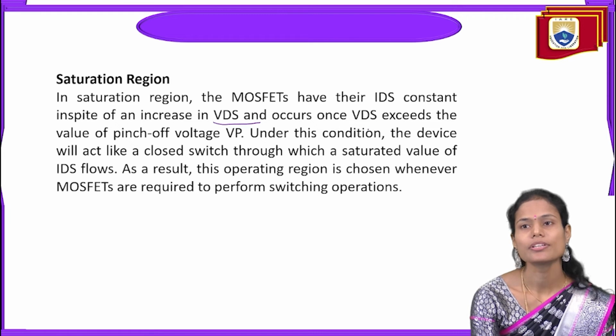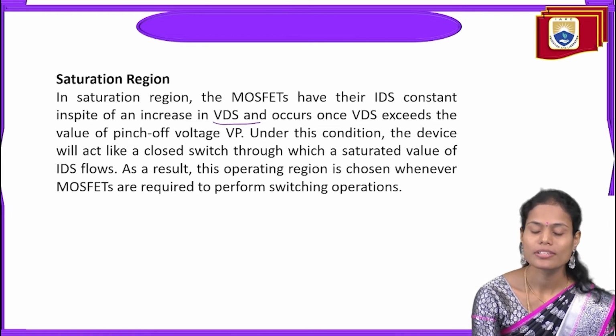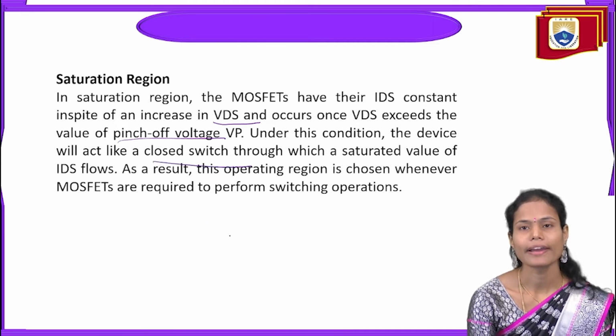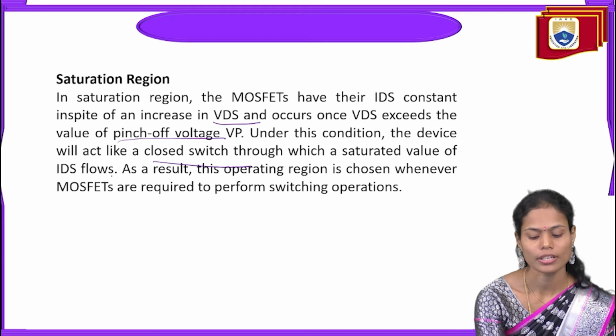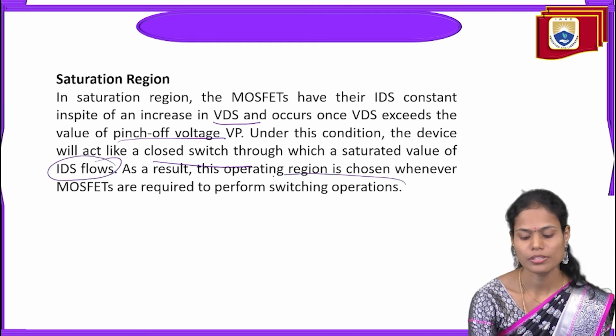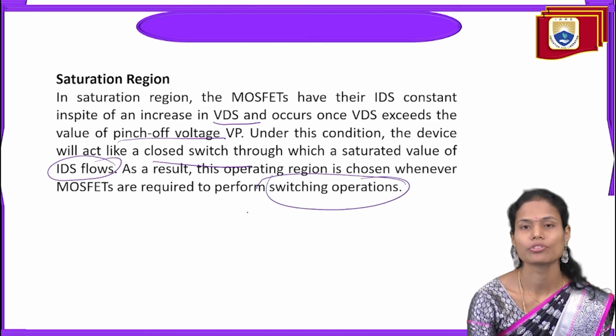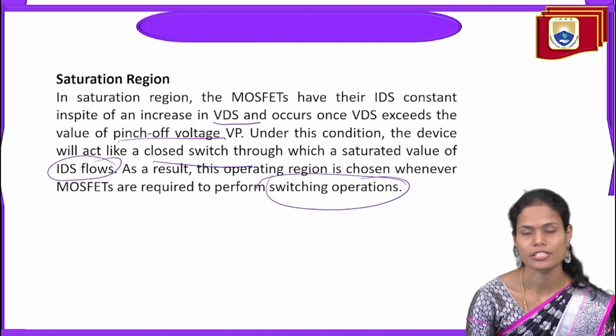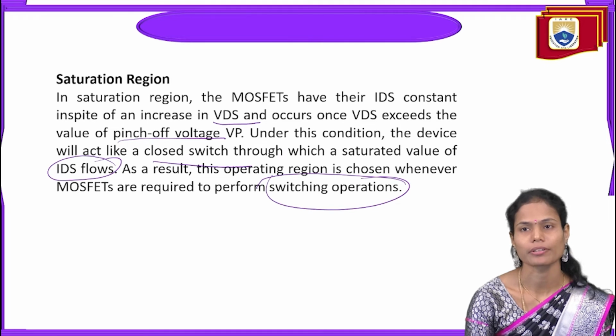Whenever this VDS voltage exceeds the pinch-off voltage, under this condition, the device acts like a closed switch. And the saturated value of drain current will be flowing in the circuit here. So in this case, we can utilize it for the switching operation. In the cutoff region and the saturation region, it acts like an open and closed switch respectively. And in the ohmic region, it acts like an amplifier.